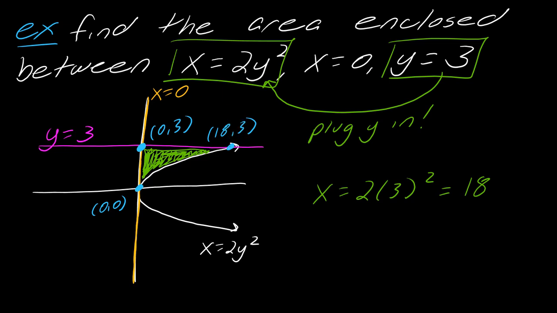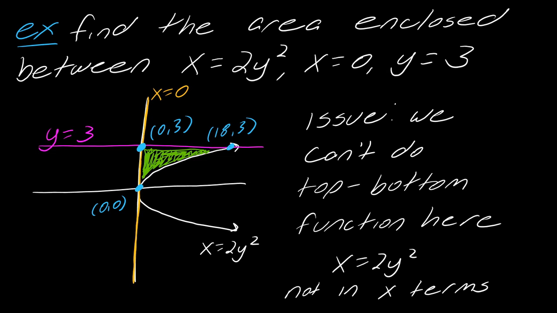Okay. So the next issue is that we can't do a top minus bottom function here. So we're not going to have an integral in terms of x, because this is x equals 2y squared. Since this is in terms of y, we're going to have an integral that's in terms of y. If that doesn't make sense, why can't we do it like that? I can see this on the graph. Why does it have to be something different? You just have to also think about, like, there's another level of complexity here.